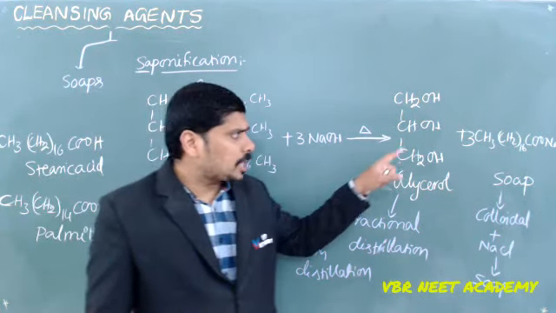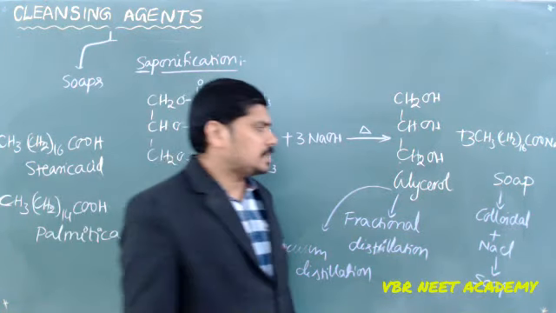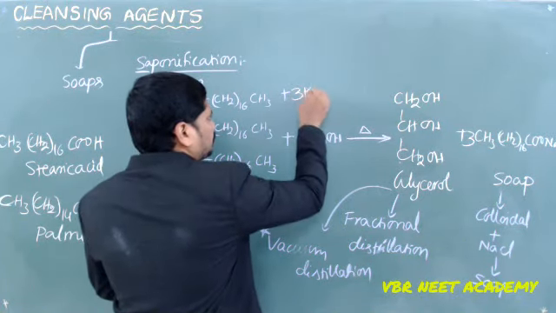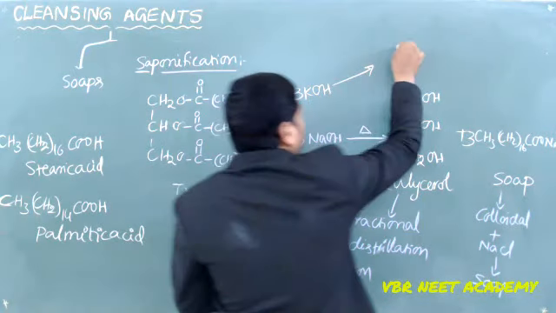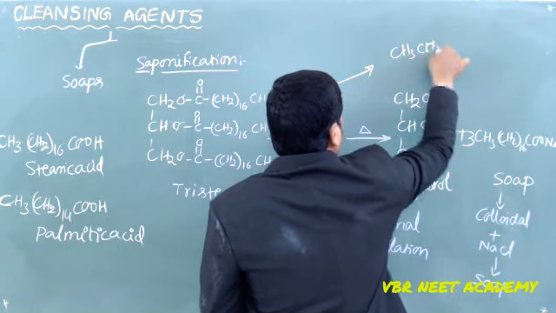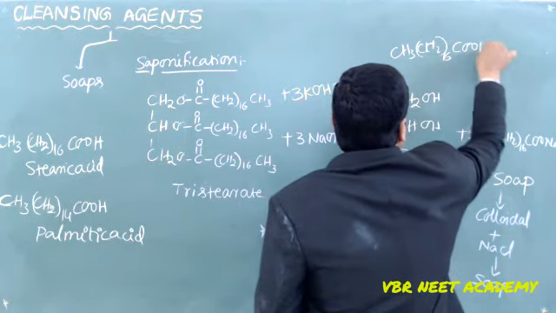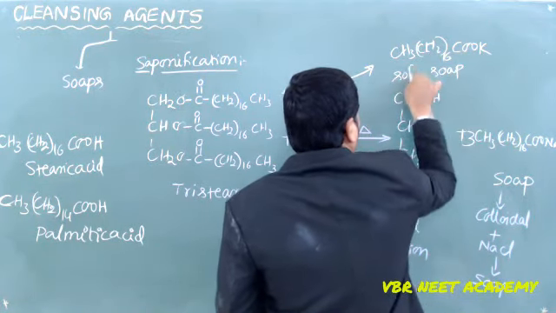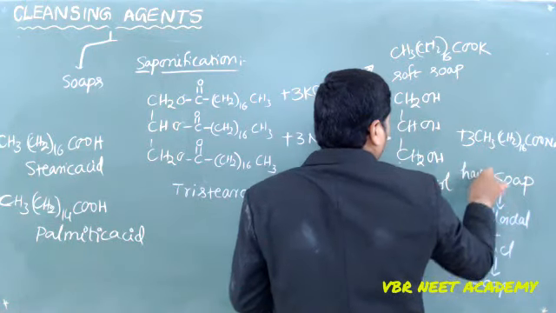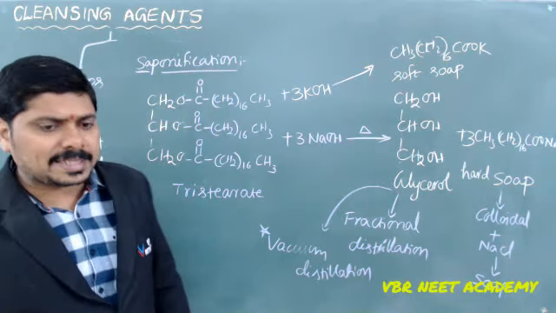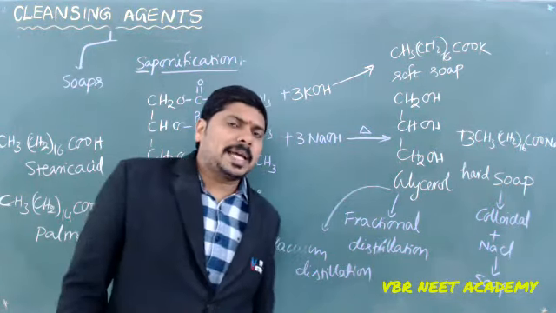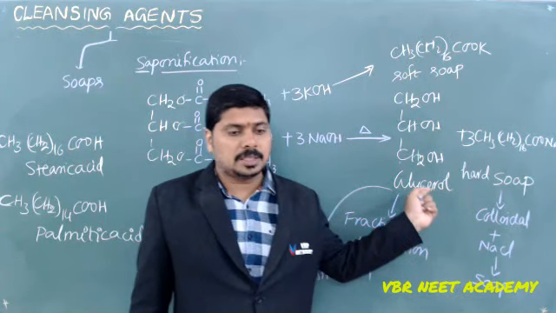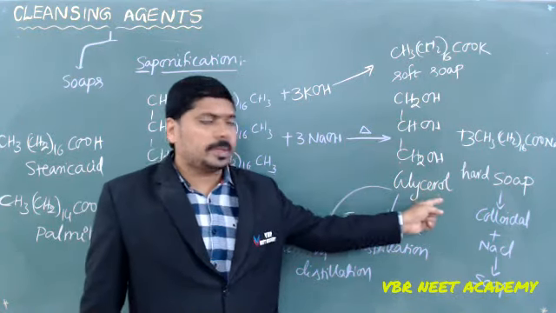And for the sodium salt of a long chain fatty acid, we can use KOH instead of sodium. If I use KOH, I get CH3(CH2)16COOK. So now it is also a soap, but this is called soft soap, and the sodium one is called hard soap. In terms of texture, the potassium salt of a long chain fatty acid has a soft texture, and the sodium one has a hard texture.